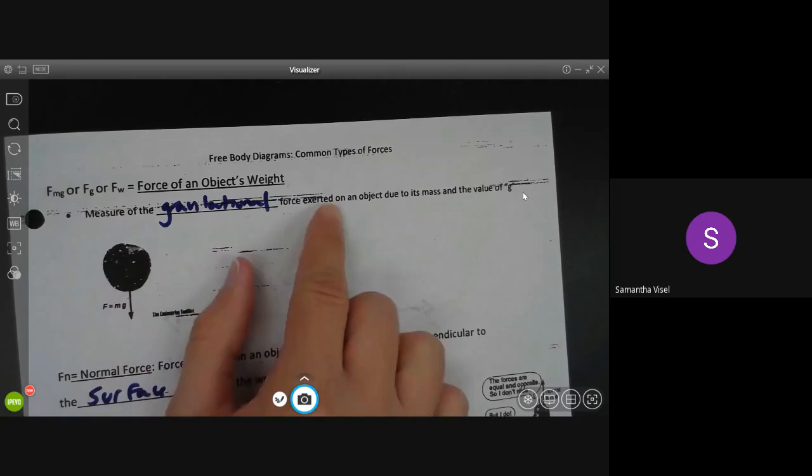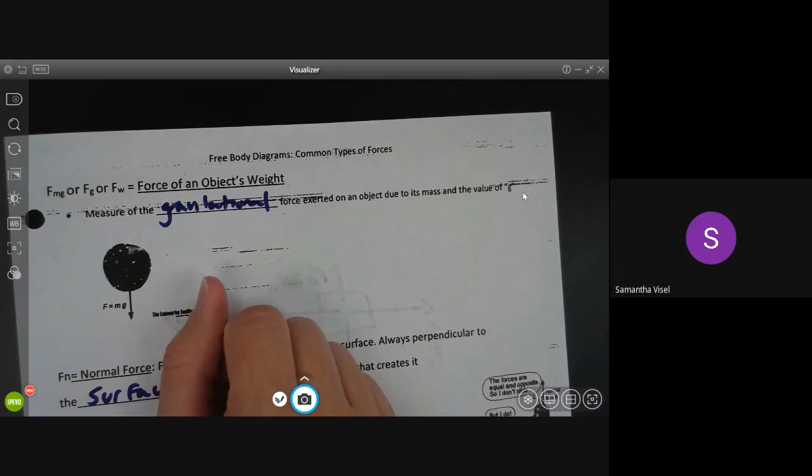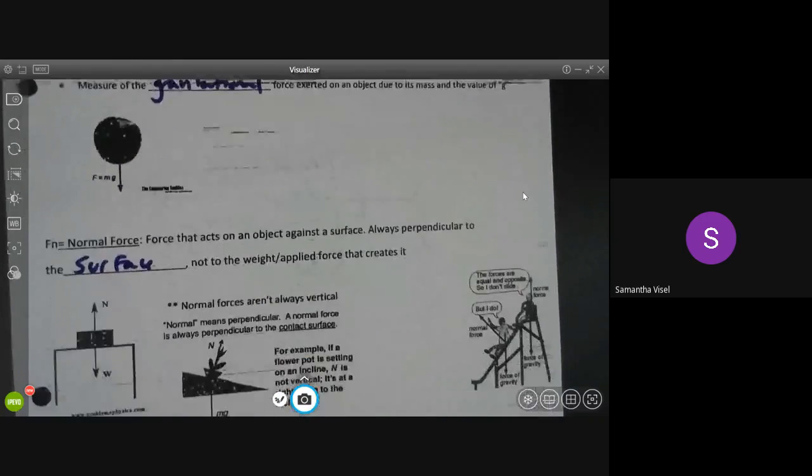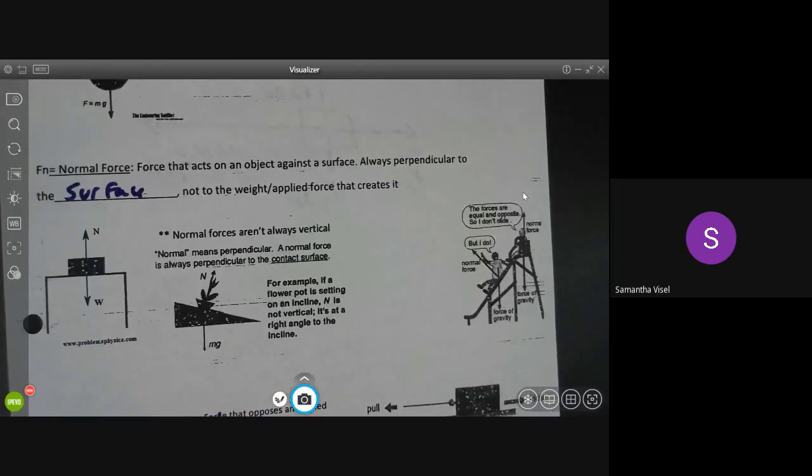So it's a measure of any force that's exerted on an object due to its mass and the value of g. So again, forces come in pairs. So assuming there's no special conditions, there should be a paired force in the opposite direction that's going against gravity. And so this one's a little weird. So this is what we call the normal force, or Fn, or F norm sometimes. So this is any force that acts on an object against a surface, and it's always perpendicular to the surface, not to the weight applied force that creates it.